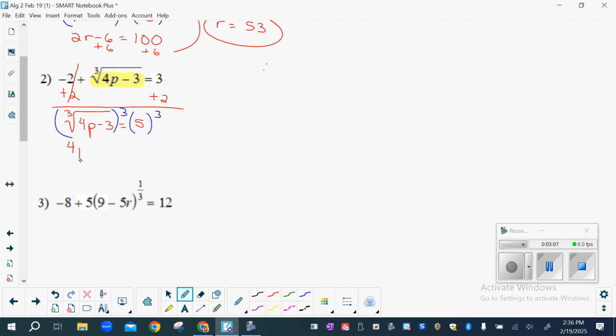So we get 4p minus 3 here. What's 5 to the third? 125. And then we want to do what? We get p by itself. Then you add the 3 over? Yep. So we get 4p is 128. And so our last step is?